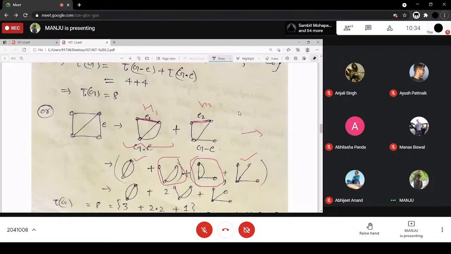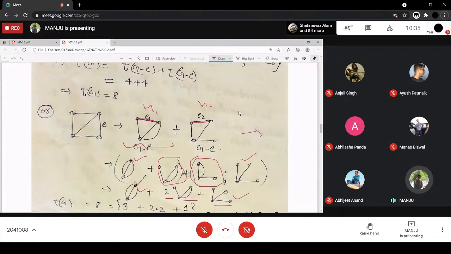Clear? So we can write this plus 2 into this one plus this one. So wherever you have a connected graph and acyclic, that itself is a spanning tree, not any other. That itself is a spanning tree. Clear? There is only one and exactly one spanning tree for this last one, right?